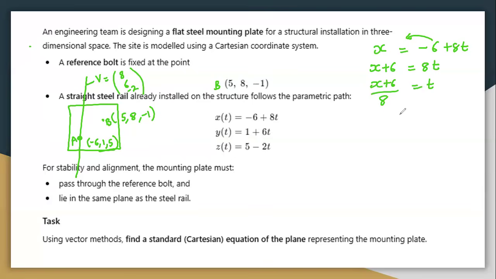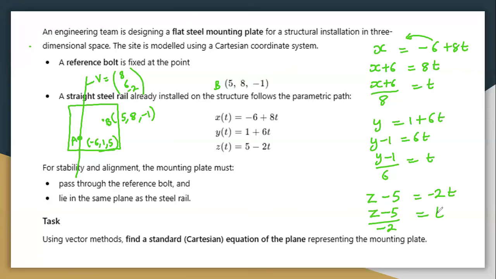Is that fine? When you look at y is equal to 1 plus 6t, you can do the same. y minus 1 is equal to 6t, and then you say y minus 1 out of 6 is equal to t. Then you go to z. z minus 5 is equal to negative 2t, and therefore z minus 5 out of negative 2 is equal to t. And therefore you can write your equation in the form of x plus 6 out of 8 is equal to y minus 1 out of 6 is equal to z minus 5 out of negative 2.